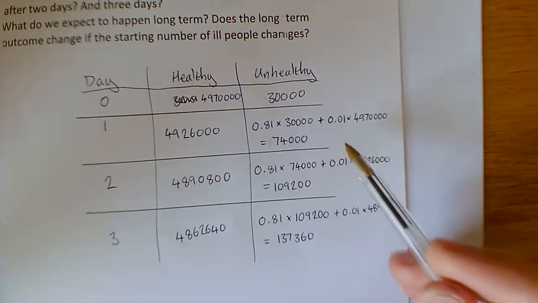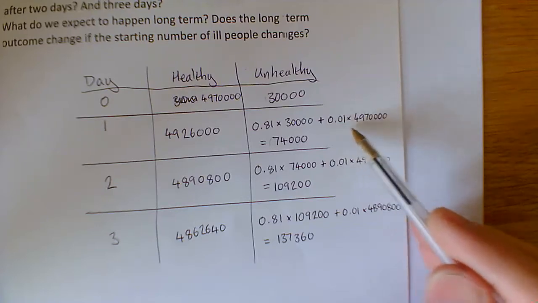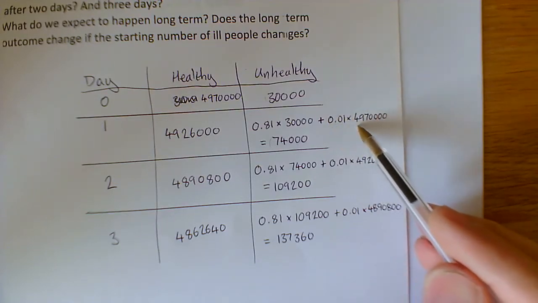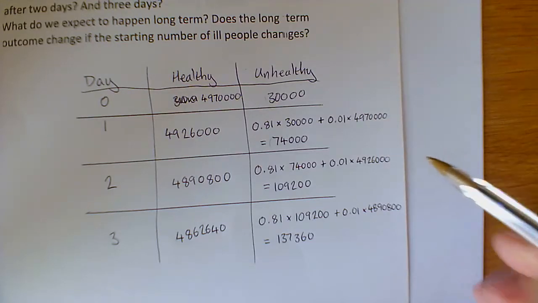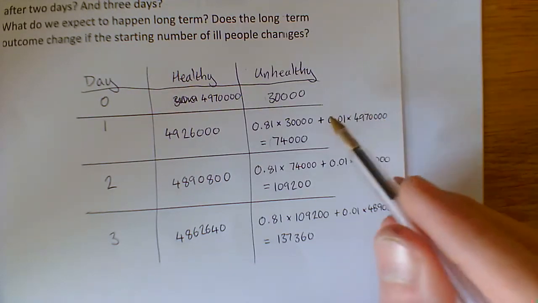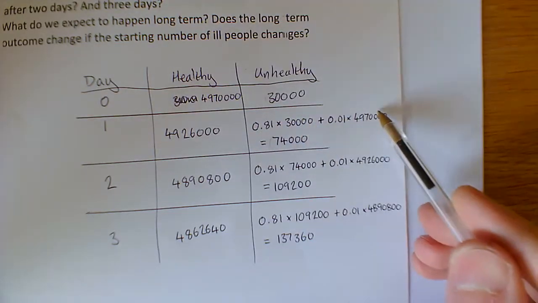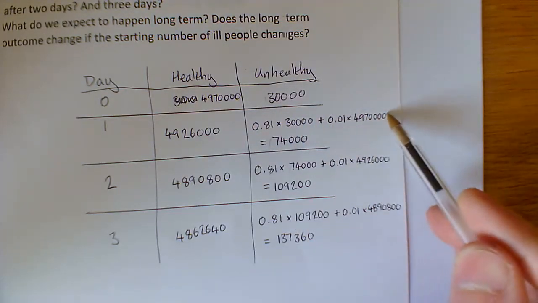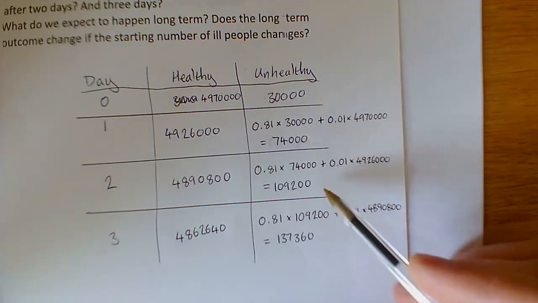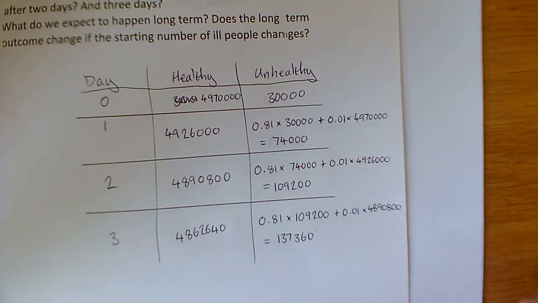But the 1% of the whole population is a really big number, because 1% of 5 million-ish, or 4,970,000, is a really big number. So although we've got a high percentage of the ill people getting well, even 1% of the whole population getting ill means our number of unhealthy people or ill people is growing quite fast.